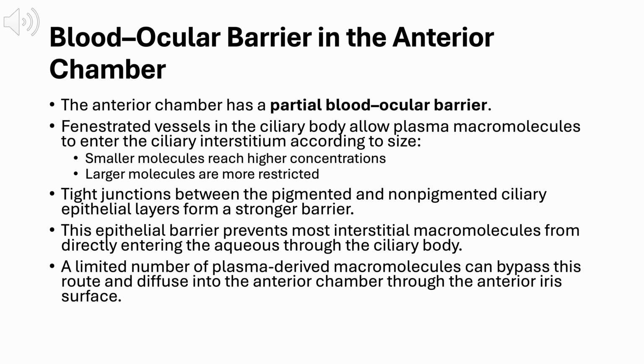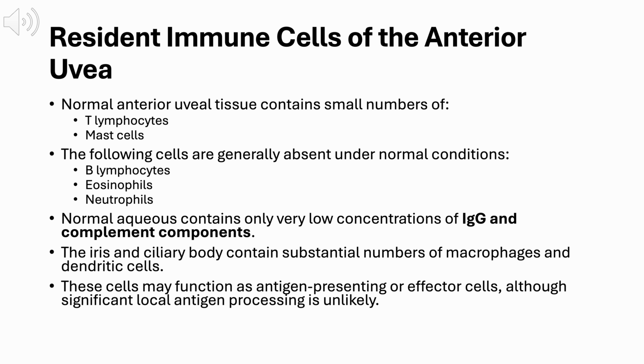Now, who lives in this space? Let's take a census of the anterior uvea's resident immune cells, because the pattern is very telling. Normal anterior uveal tissue contains only small numbers of T lymphocytes and mast cells. Several cell types you'd expect in active immune tissue are generally absent under normal conditions: B lymphocytes, eosinophils, and neutrophils. Consistent with the protein-poor aqueous we discussed, normal aqueous carries only very low concentrations of IgG and complement components.